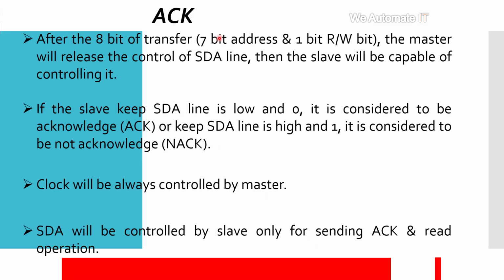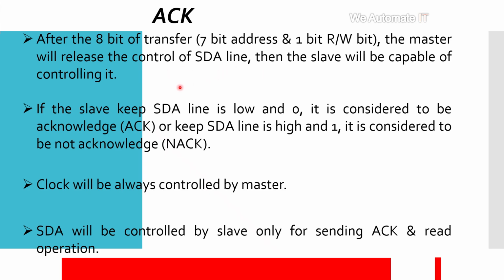Okay. So here in the frame we have also seen acknowledgement. What is the actual acknowledgement? After the 8-bit transfer, that is the 7-bit address and the 1-bit read/write bit, which together make 8 bits, the master will release control of the SDA line, and then the slave will be capable of controlling it. So only after the 7 plus 1, 8-bit transfer, the SDA line is released and the slave takes control of the SDA line.